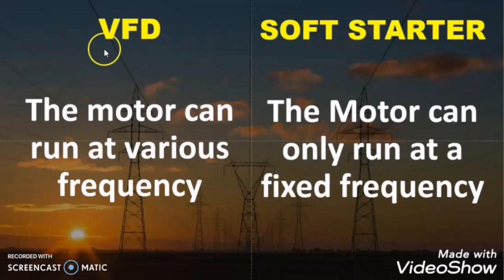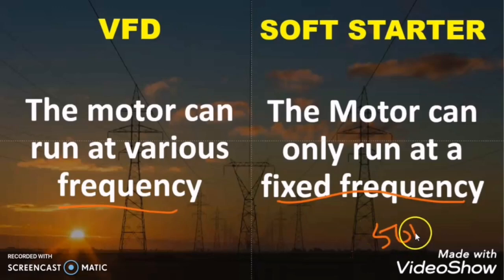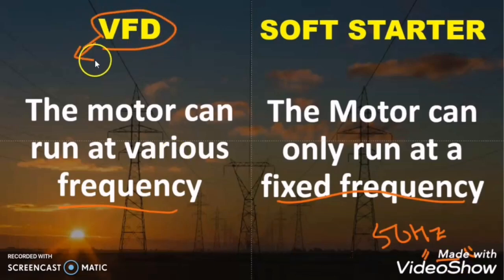The other difference between the VFD and soft starter is that the motor can run at various frequencies with a VFD. But in the soft starter case, the motor will run only at a fixed frequency, which is the power frequency. If the power frequency is 50 Hz, the motor will always run at 50 Hz at the time of starting, stopping, and during the operation. But as I told you in my previous discussion, VFD has control on frequency, so the motor can run at any frequency up to the power frequency. If the power frequency is 50 Hz, then the motor can run at any frequency below the power frequency.